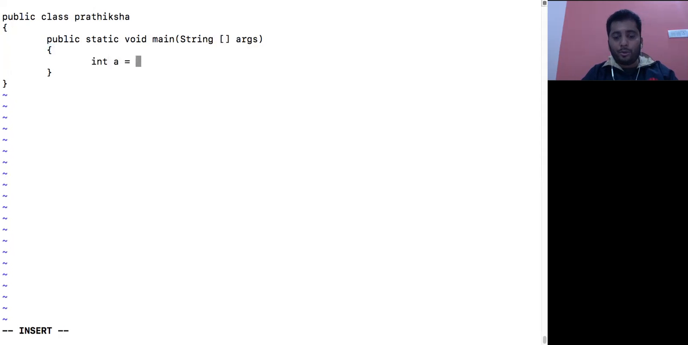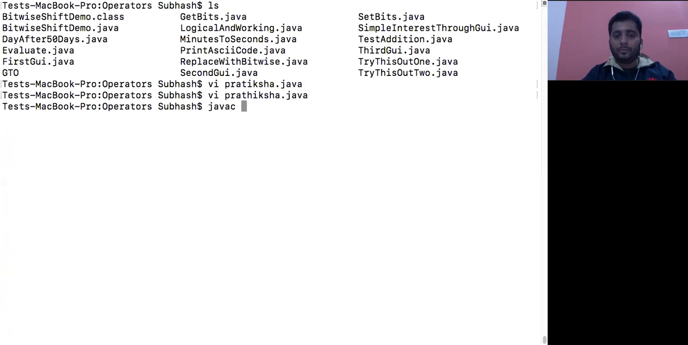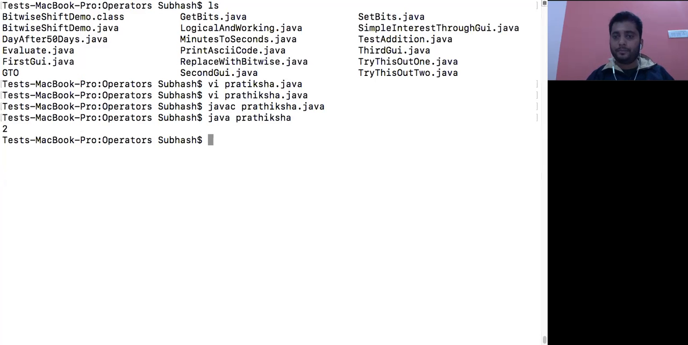Int a is equal to 8. Correct? I took 8 as an example, right? And what I'm doing is storing a is equal to a right shift, how many times? 2 times, right? Then I'm printing its value, right? So when I do 8 right shift of 2, what do I have to get? 2. I got 2, no? Yes, sir.